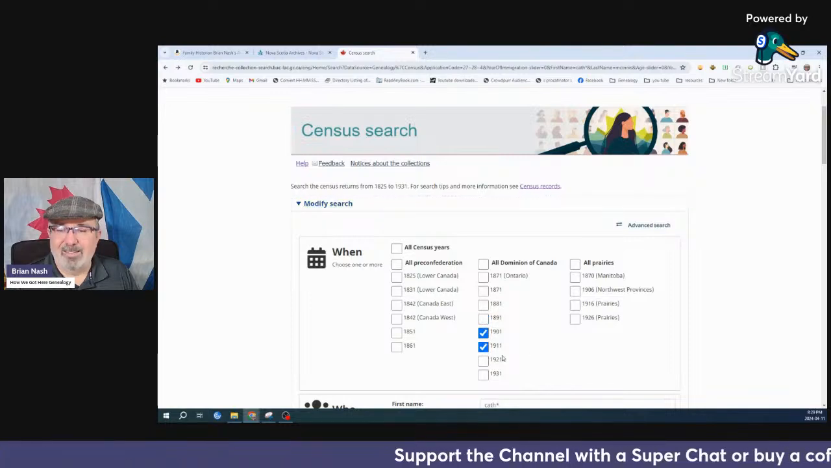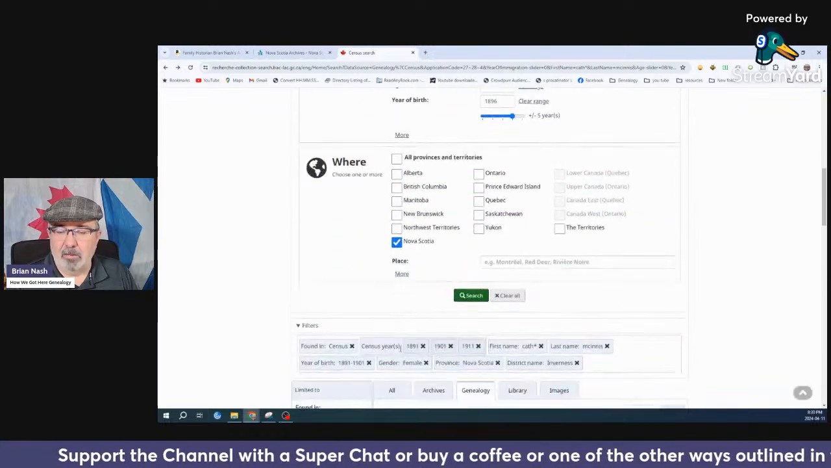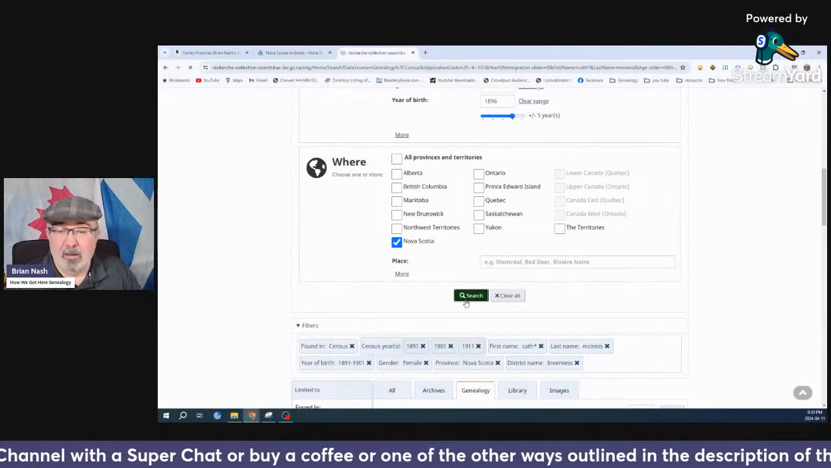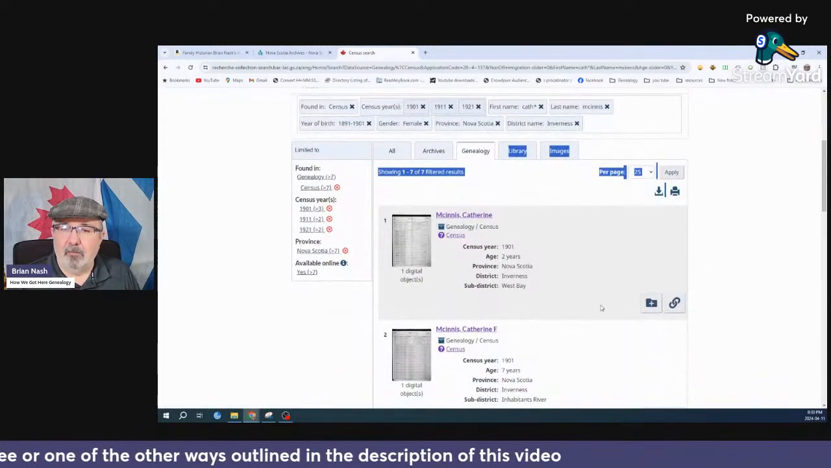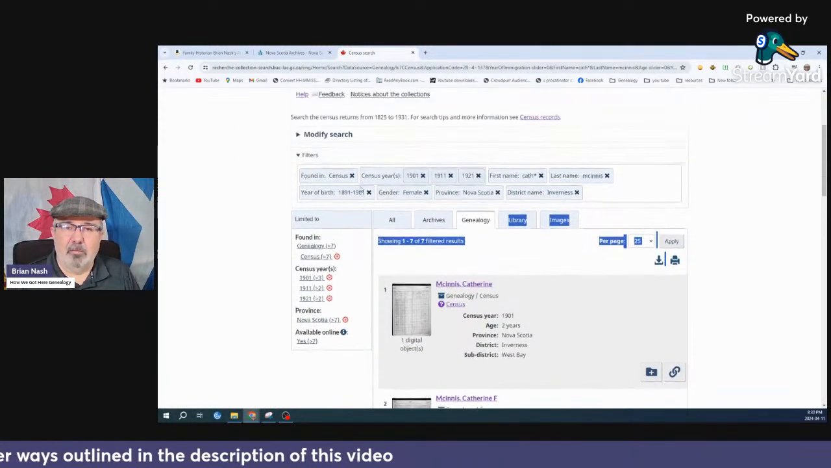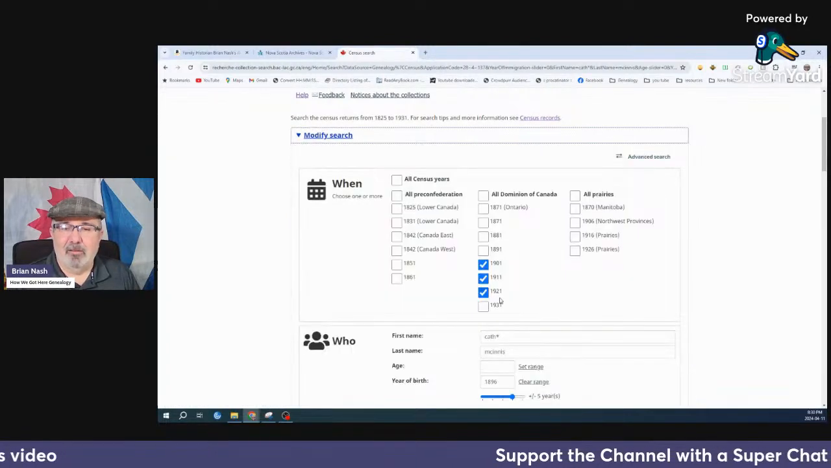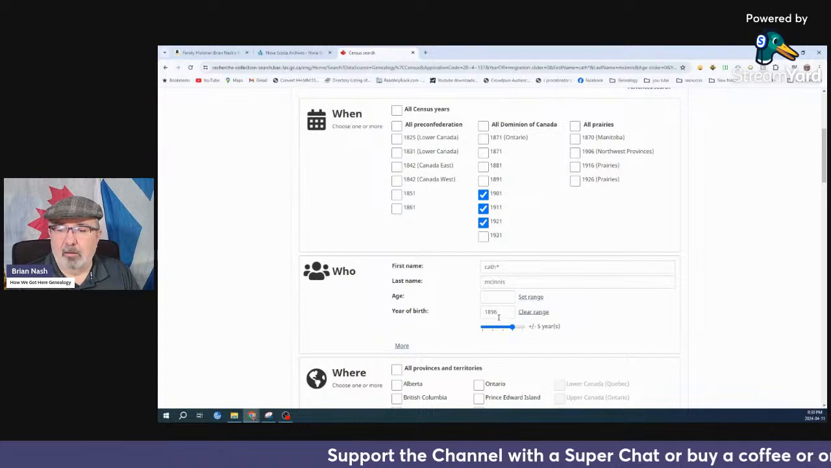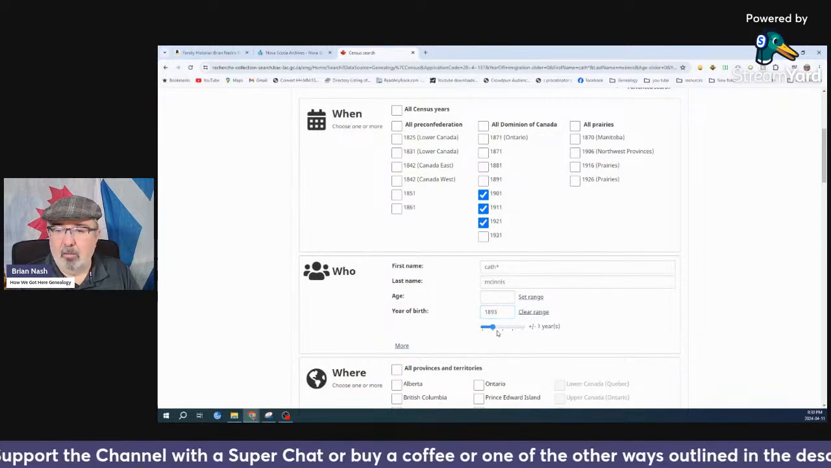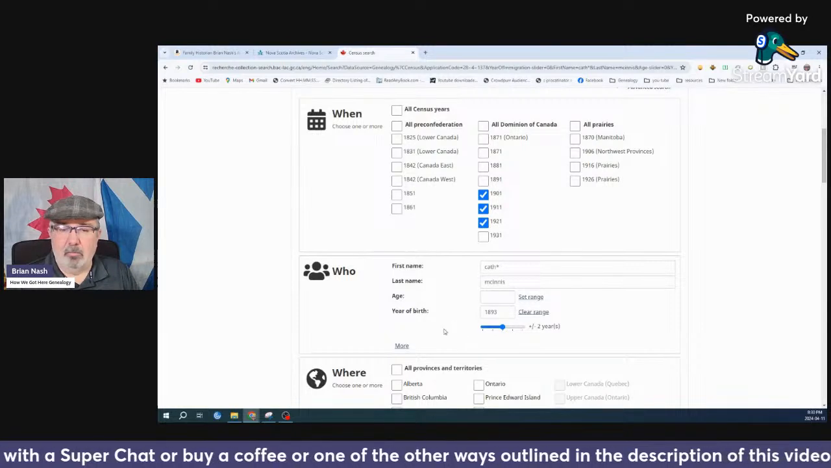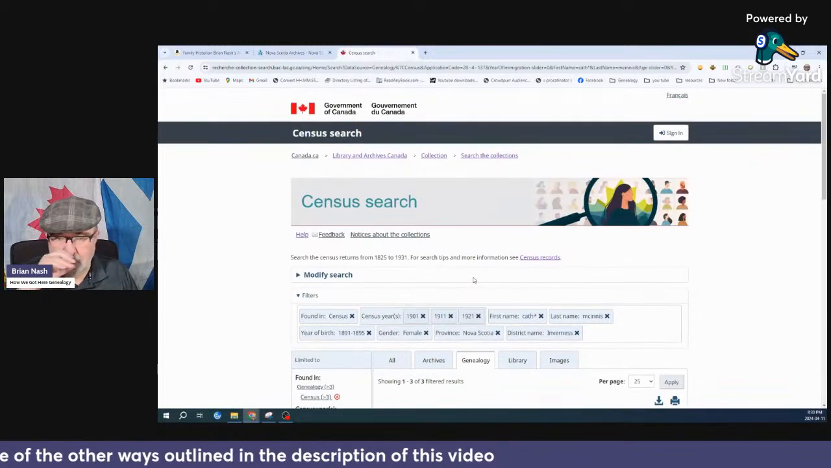We're just going to look for the 1911 census. I can look for 1921 as well. It's possible I can find her there just before she got married. And then I'm going to narrow down her birth to 1893 plus or minus 2 years. Again, I just want to take that because depending on what they have there.